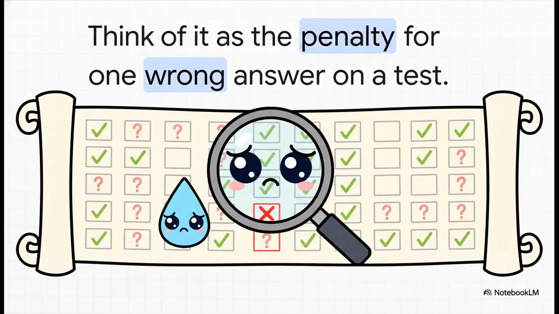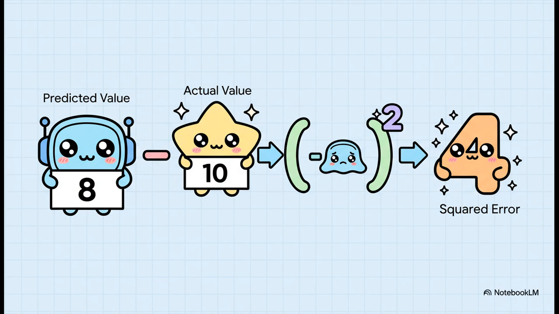And here's the perfect way to think about it. If your training data is like a giant test with thousands of questions, the loss is just the penalty you get from messing up, say, question number 57. It's that specific, isolated score for just one instance. So how do we actually calculate it? Well, a super common way, especially for regression problems, is called the squared error. It's simple. You take what the model predicted, you subtract the actual right answer, and then you square that result. That gives you a nice positive number that tells you the size of the error for that one point.